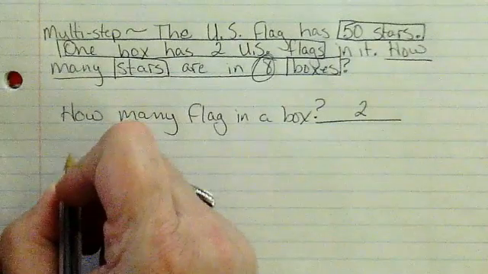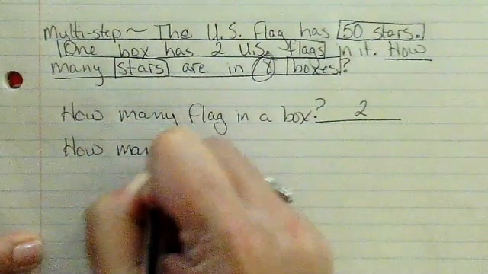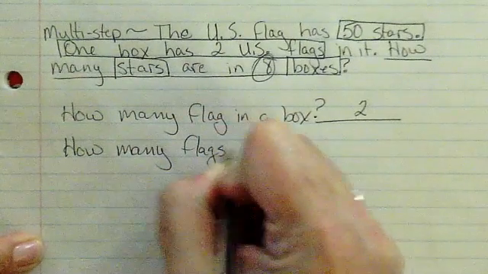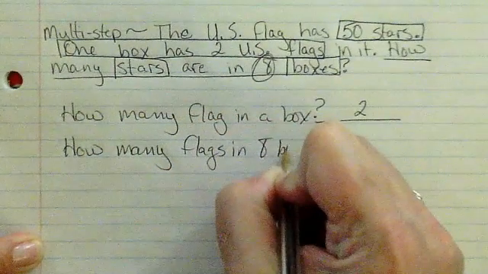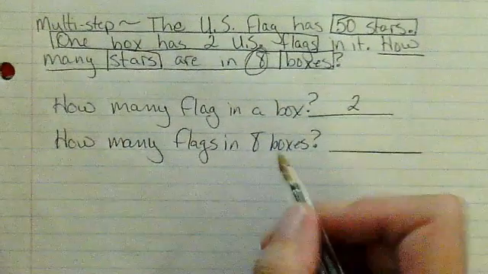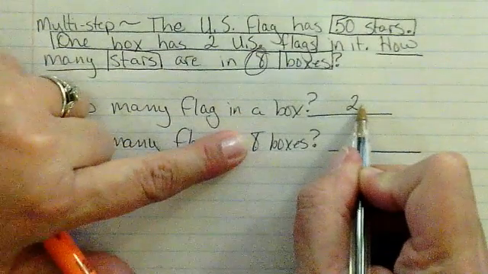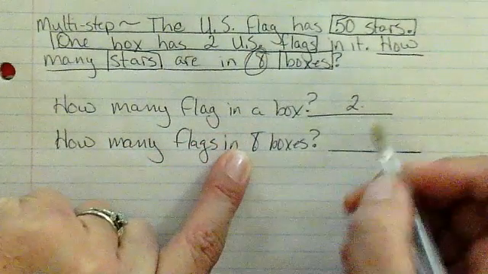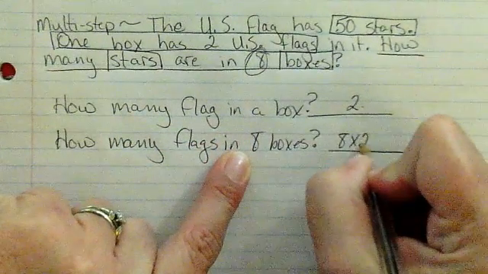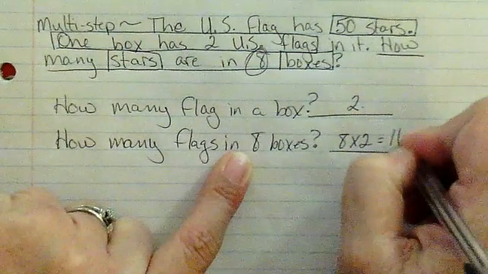How many flags in 8 boxes? What do I need to do? Well, 8 boxes times 2 flags in a box is the first step. What's 8 times 2? 16.